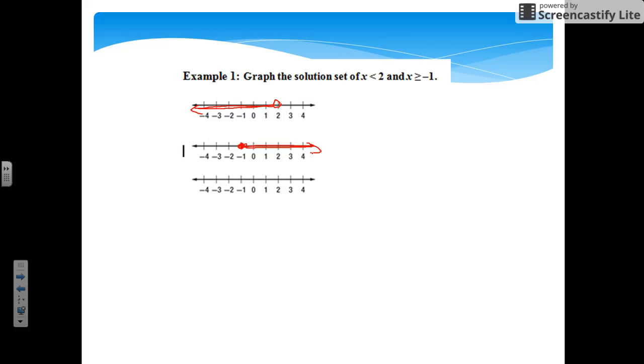Now when we graph them together, it will be the two endpoints. So we'll start with the negative 1, it will stay a colored in circle, and then we'll have the 2, and then the solution is what's in between them. So that would be how we would graph that.